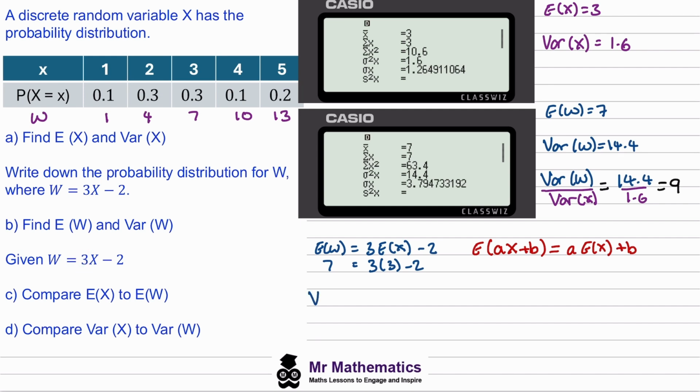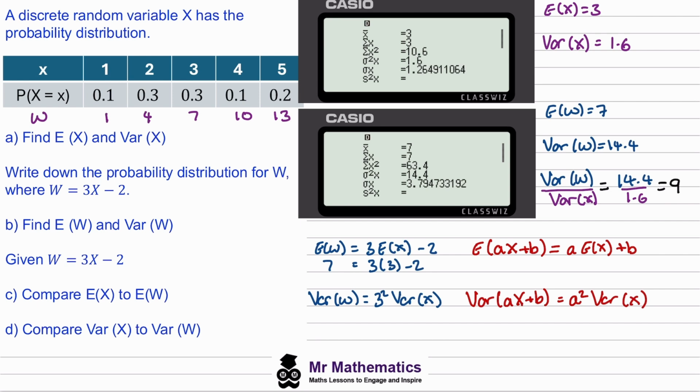So you can see that the variance of w will equal 3 squared times the variance of x. As a general equation, the variance of ax plus b will be a squared times variance of x. So it's really important that we learn these two equations. In our next set of questions, we're going to apply these.